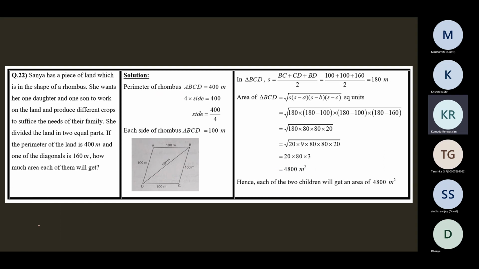So here it's enough to find the area of one triangle. Both the triangles have the same area. So one triangle for the son, the other triangle for the daughter. All right.